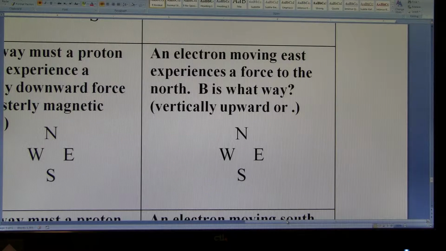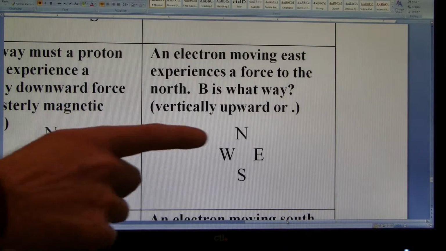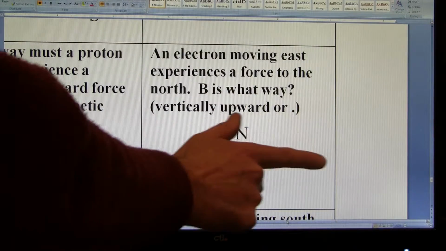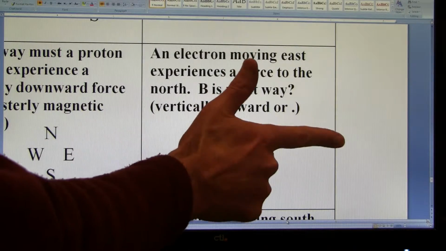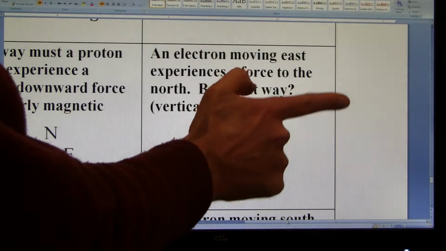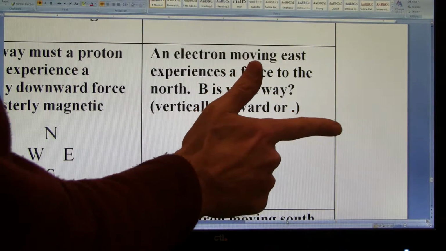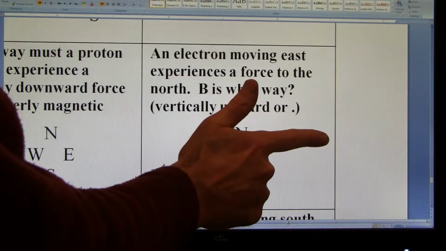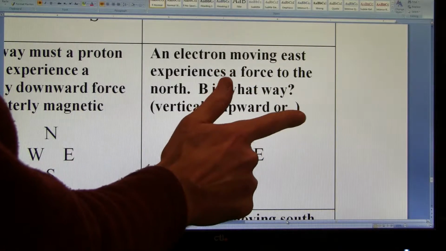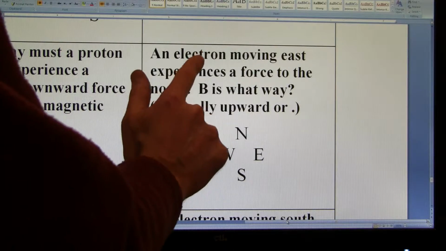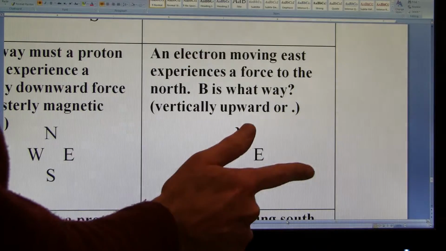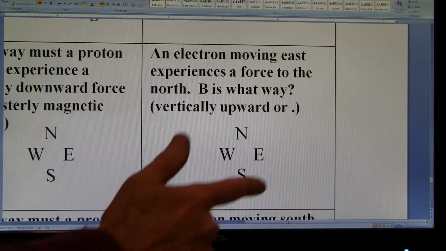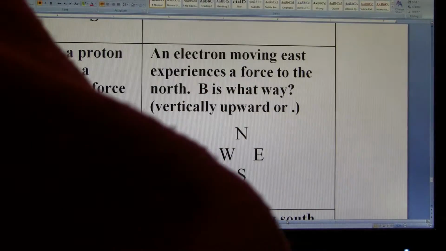Electron moving east experiences a force to the north. Force to the north, moving east. My middle finger is into that page, which would be vertically downward, except it's an electron. Electrons are negatively charged, so therefore it would be vertically upward or out of the page. Yeah? All right.